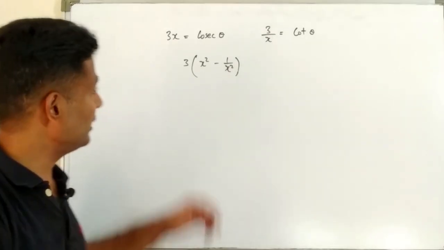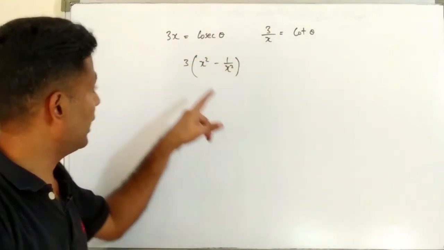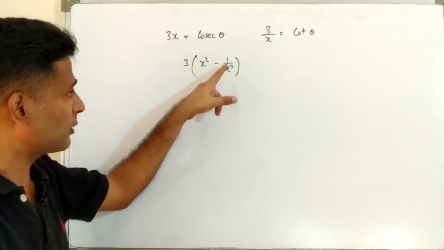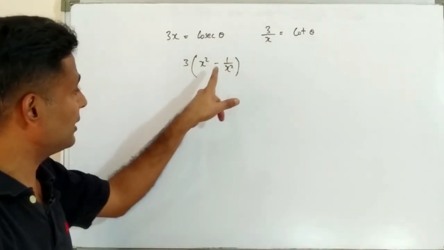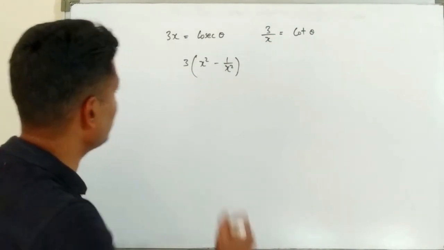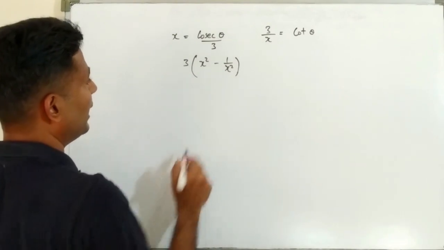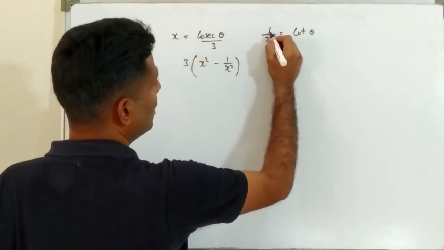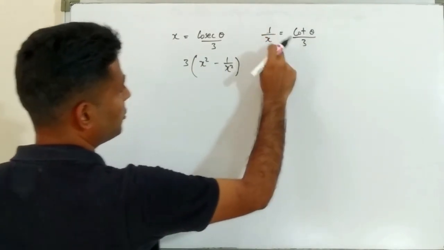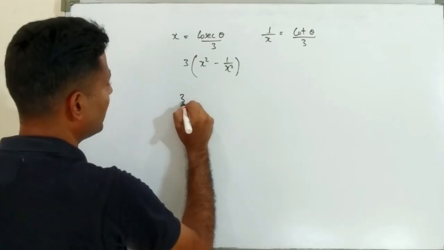Alright guys, now the next question. They have given us 3x equal to cosec theta, 3 by x equal to cot theta, and they have asked us to find the value of 3 into x square plus 1 by x square, which means we have to find what is x and what is 1 by x. So that is what I'll do. 3x equal to cosec theta, which means x will be equal to cosec theta by 3 by transposing. Similarly, 3 by x equal to cot theta. So if I transpose 3 here, it becomes 1 by x equal to cot theta by 3. So I just have to substitute it here now.